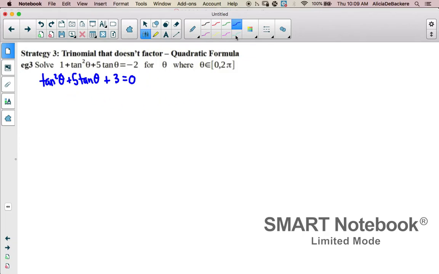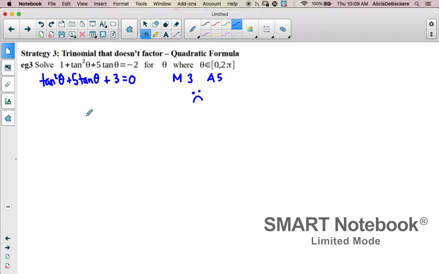Now, I'm going to try and factor this. I'm going to show that I did try and factor this. You can do the same thing that we did in the last question and let y equal tan theta, and then you would have y squared plus 5y plus 3. I'm going to leave the tan thetas and say that I'm looking for 2 numbers that multiply to the first coefficient, which is 1 times 3, and add to the middle coefficient, which is 5. And when I look at these 2 numbers, there's no pair of numbers that multiply to 3 and add to 5. So this is how I know that I'm going to use the quadratic formula.